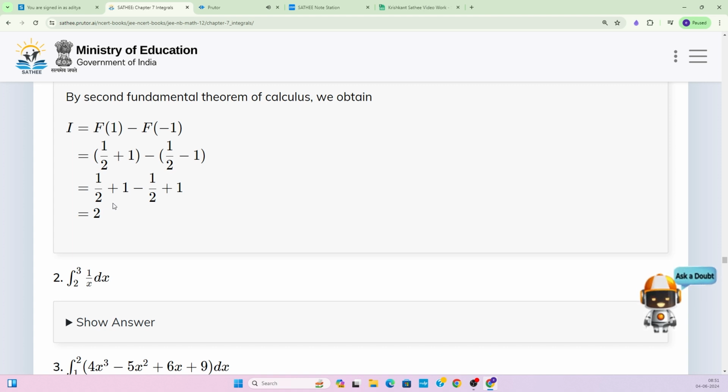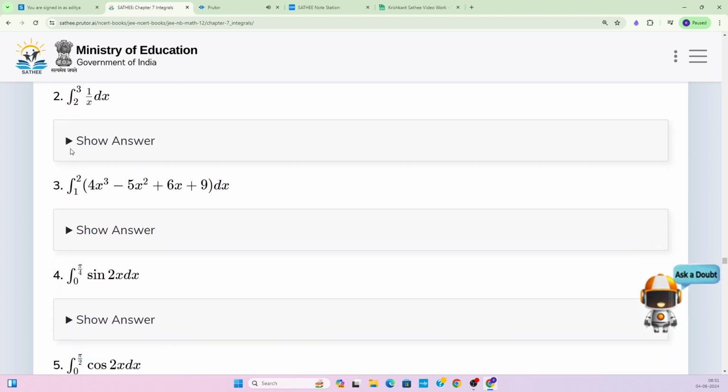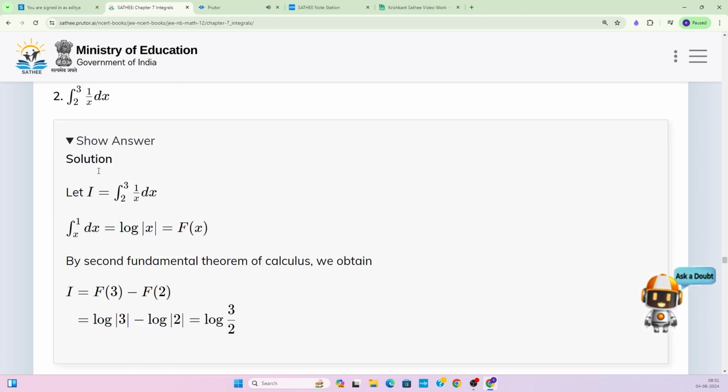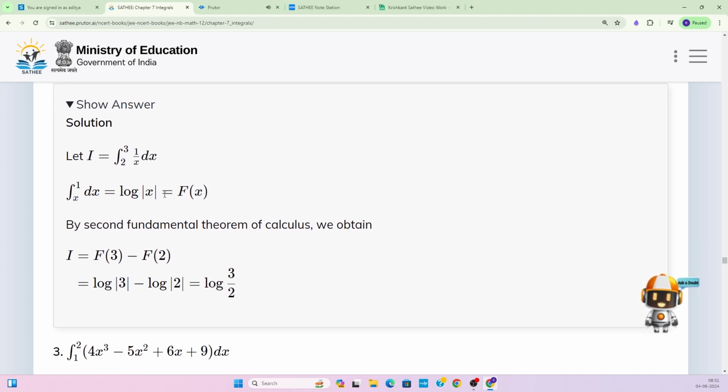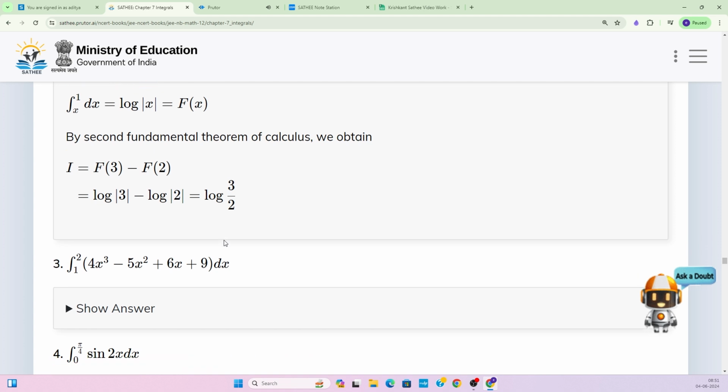Okay. Now the definite integral from 2 to 3 of 1 by x dx. This means the indefinite integration for 1 by x is nothing but log mod x. This is your capital F. Okay, this means F(3) minus F(2). This means log 3 minus log 2. This means log 3 by 2 will be your answer.